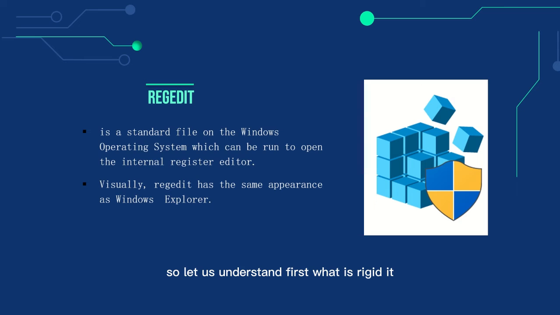So let us understand first what is Regedit. Regedit is a standard file on the Windows operating system which can be run to open the internal registry editor. By running Regedit, you can view and change some of the Windows registry data. However, this cannot be done carelessly.